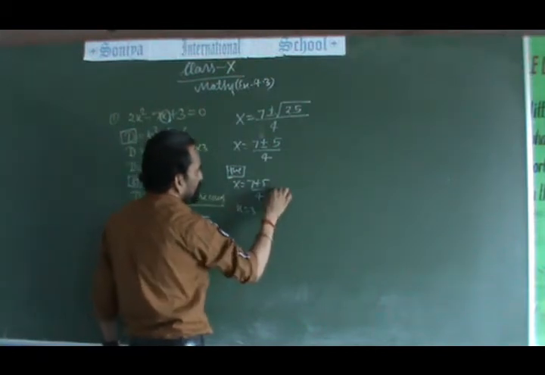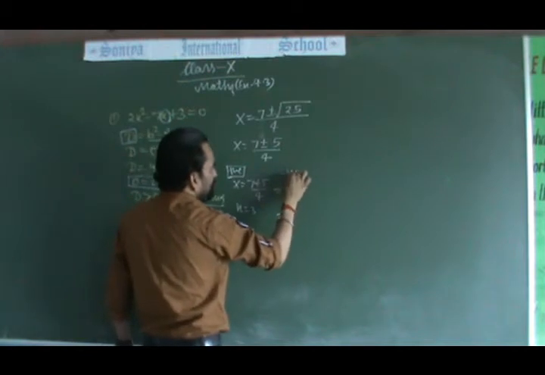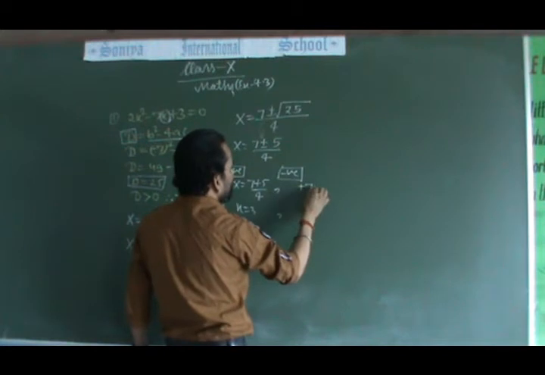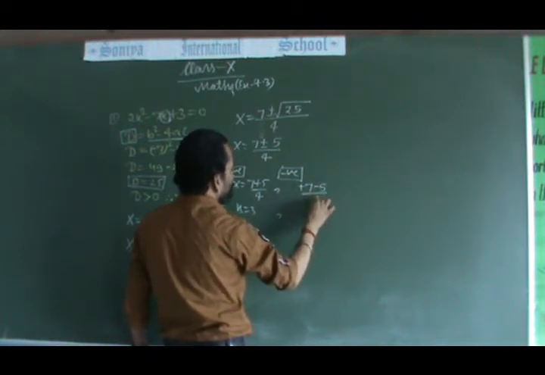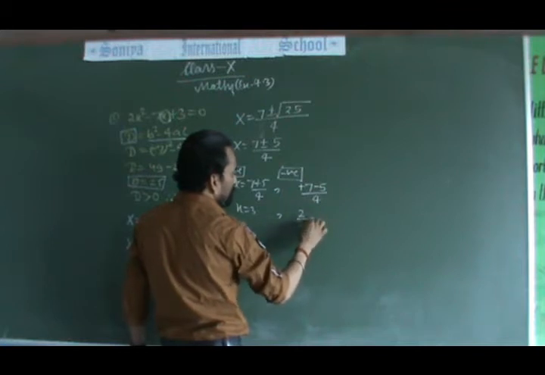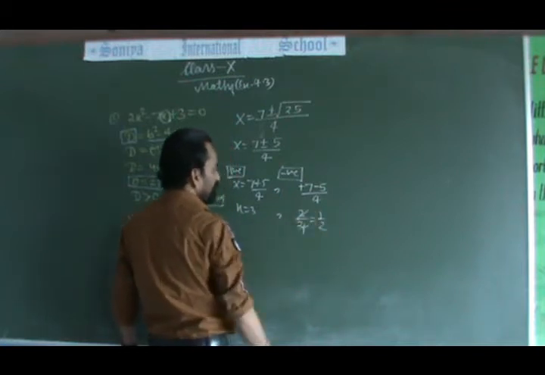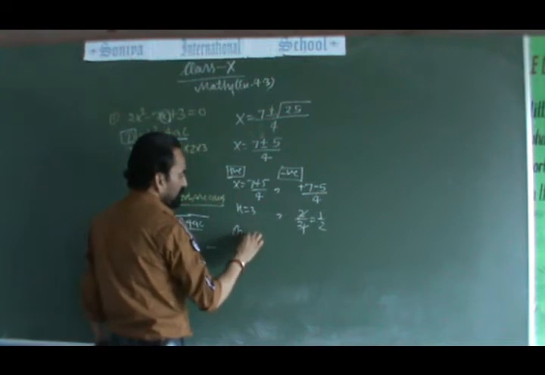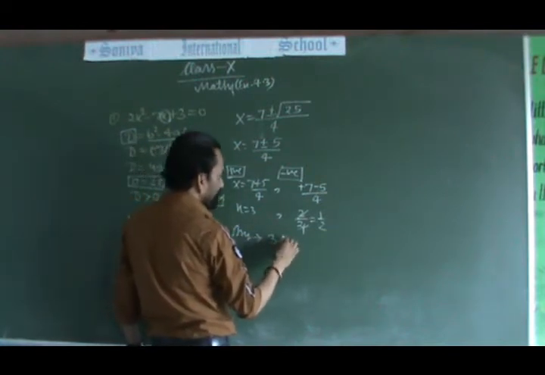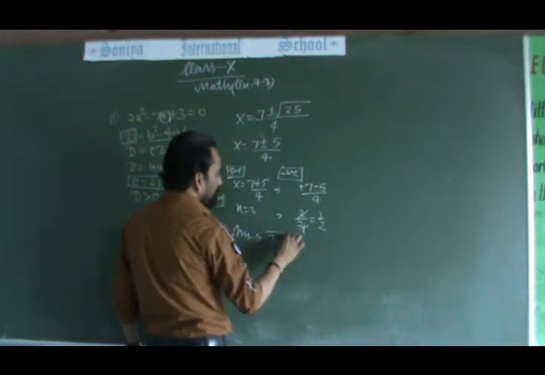X equals 3. And when you take the negative sign, then we have (7 minus 5) upon 4, that is equal to 2 upon 4, which is 1 upon 2. So what are the roots? The roots of the given quadratic polynomial are 1 upon 3 and 1 upon 2.